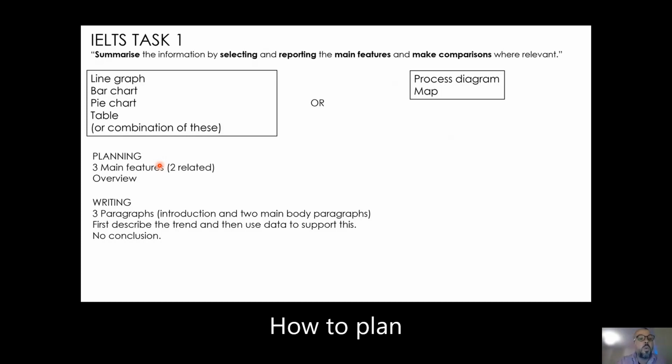That's because when I come to doing my writing, I will write 3 paragraphs in total. 1 paragraph will be an introduction, and these 3 features or these 3 parts that I'm identifying, I'm going to write about over 2 main body paragraphs. Now, because of that, I'm going to need to decide which 2 of my main features I'm going to report together, and that is how I'm showing recognition of the connections between my features, not simply listing them. That's how I am making comparisons in this case.